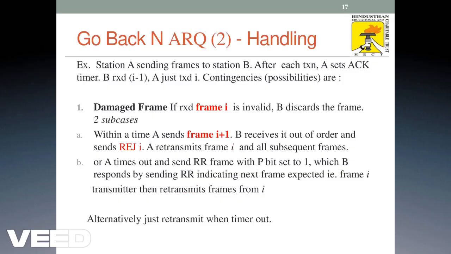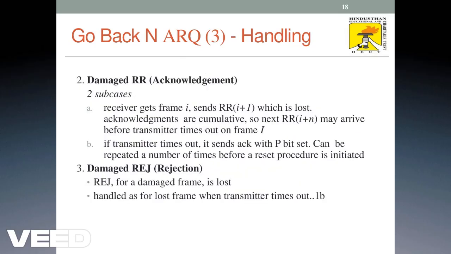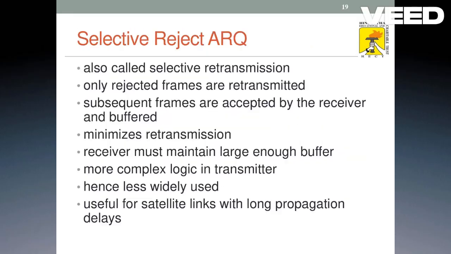In go back N ARQ, a damaged frame has to be invalid. It has to discard the frame, and the remaining frames have to be forwarded. For a damaged request received, it has two subcases: the receiver gets the frame and the transmitter times out, and then a damaged rejection. So it has to handle the damaged frame, and the last frame.